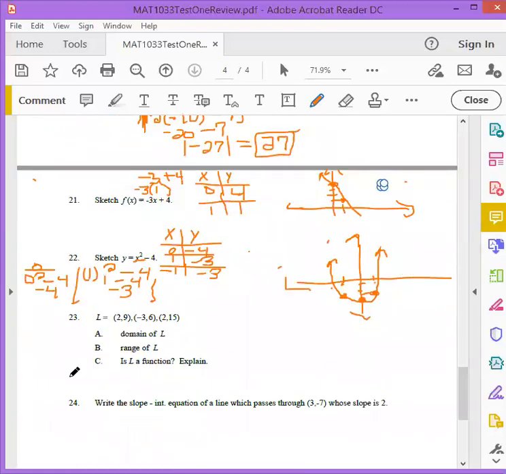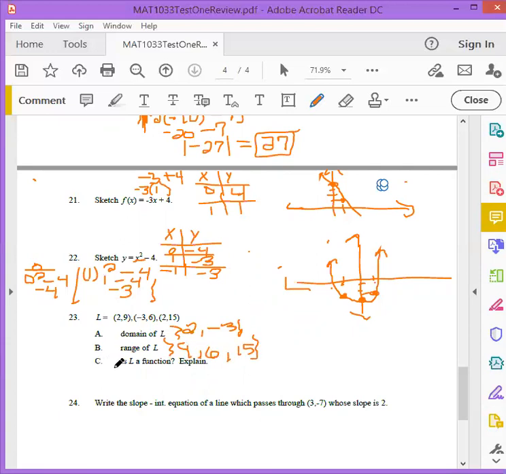Now for number 23, what is the domain, the range, and is this a function? The domain, remember, is all the x coordinates. So in this case, our x coordinates would be 2 and -3, and you don't have to write the 2 twice. What is the range? The y coordinates are 9, 6, and 15.